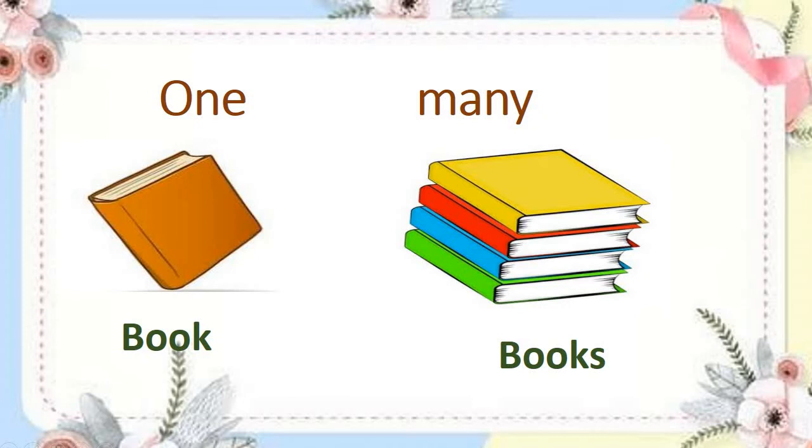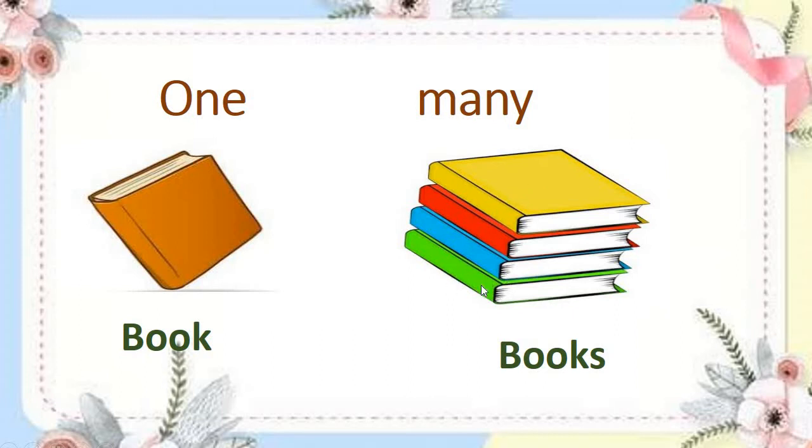Okay, children? So, many books. Book. Books. S is added. Okay? S. See here. B-O-O-K. B-O-O-K-S. Books. Understood, children? See again. One book. So it is B-O-O-K. Now many books. See, there are many books.